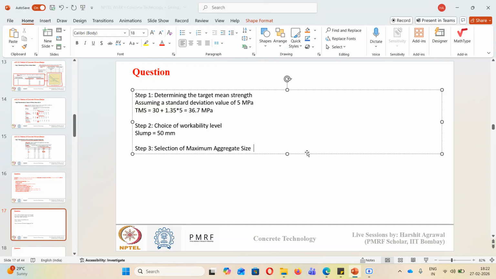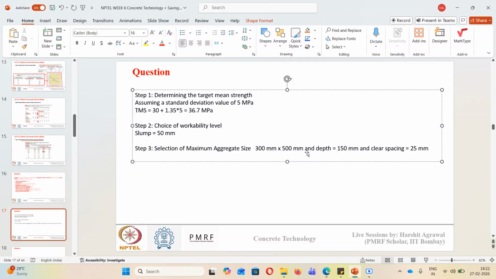also you can do it. Suppose you have been given a beam size of 300 mm cross 500 mm, and the depth of slab is suppose 50 mm. Anything you can assume. I am assuming 150 mm, and the clear spacing between reinforcement bars is suppose 25 mm. So based on this you can do the calculation.